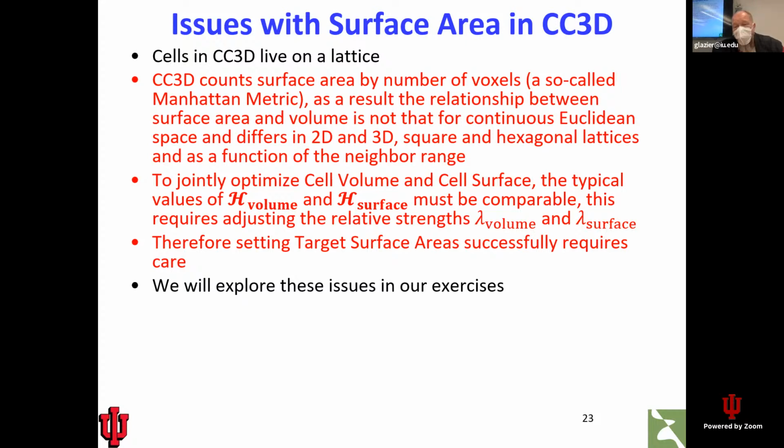Surface area is a little bit problematic, as you found out in the homework. In particular, that ratio that I just defined, that R ratio for a given shape, changes as you change the size of the object on a lattice, which it doesn't do in the real Euclidean world. And so using that target surface area requires a little bit of care, which is why we had the homework problem to analyze.